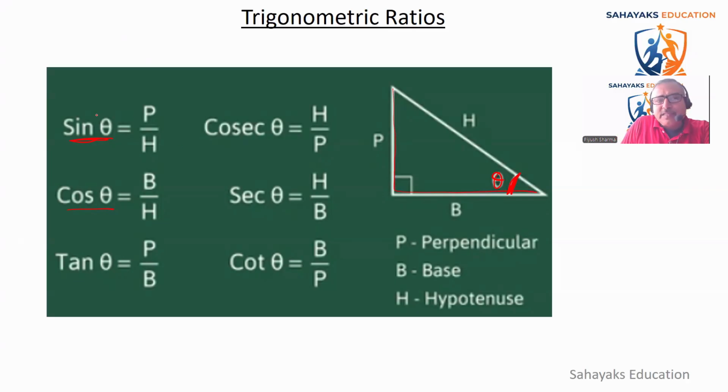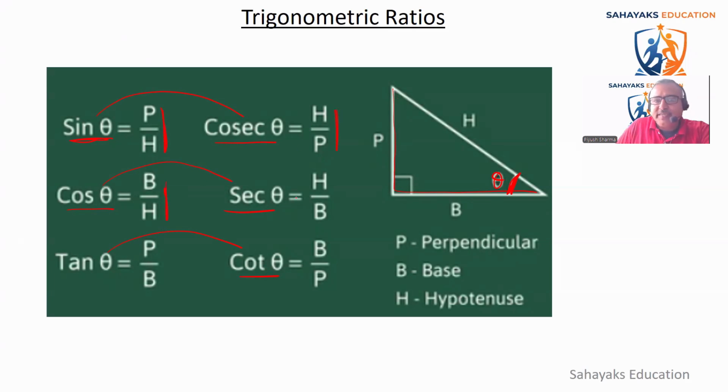And cosec is the reciprocal of sine. Cosec is the reciprocal of sine. Sec is the reciprocal of cos, and cot is the reciprocal of tan. You can see this is P by H, this is P by H, and here it is H by B.